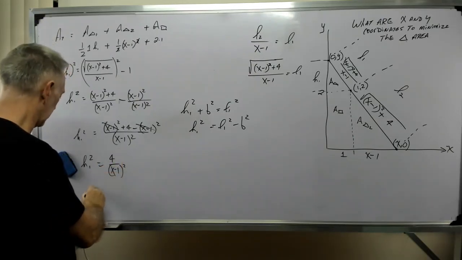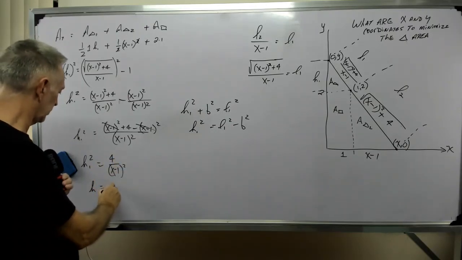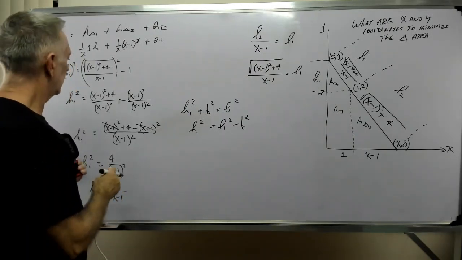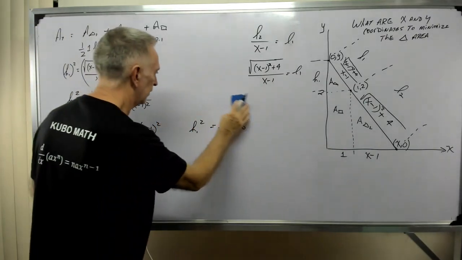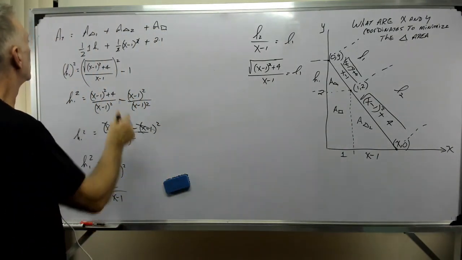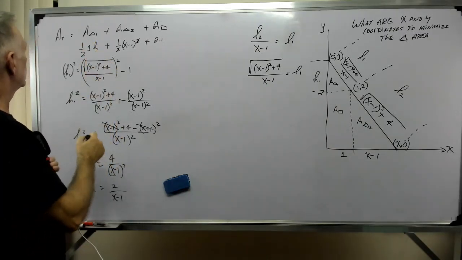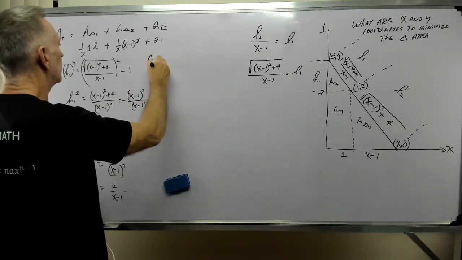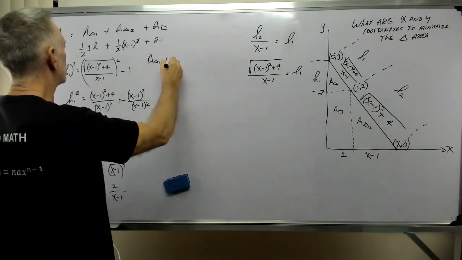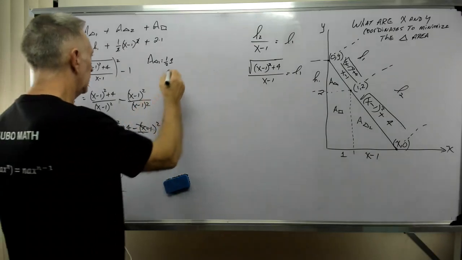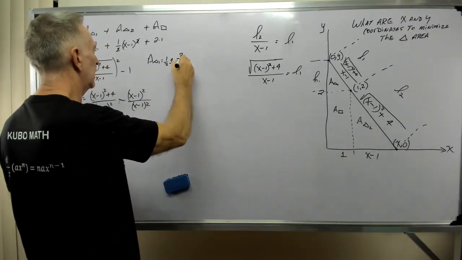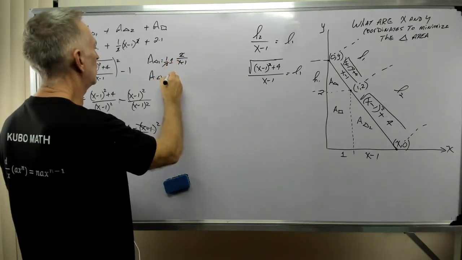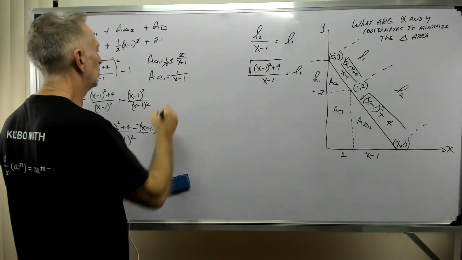Okay, so what does h mean? That's the square root of 4, which is 2. Square root of (x minus 1) squared is x minus 1. Okay, all right, so we have h now. So we can go back to our area. We're getting kind of cluttered here. So area of triangle 1 equals 1/2 the base, which was 1, times h, which is 2 over x minus 1. So these 2's cancel. So the area of triangle 1 equals 1 over x minus 1.